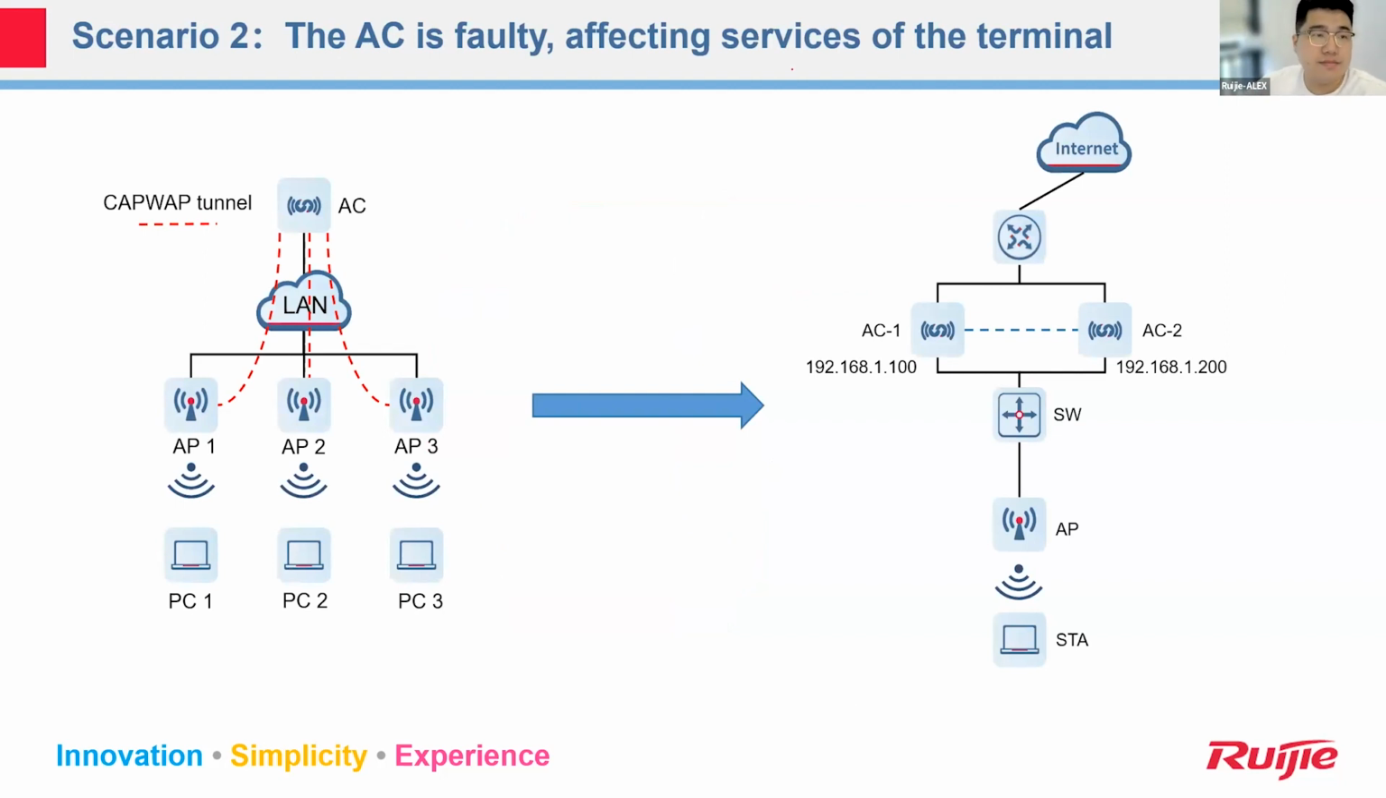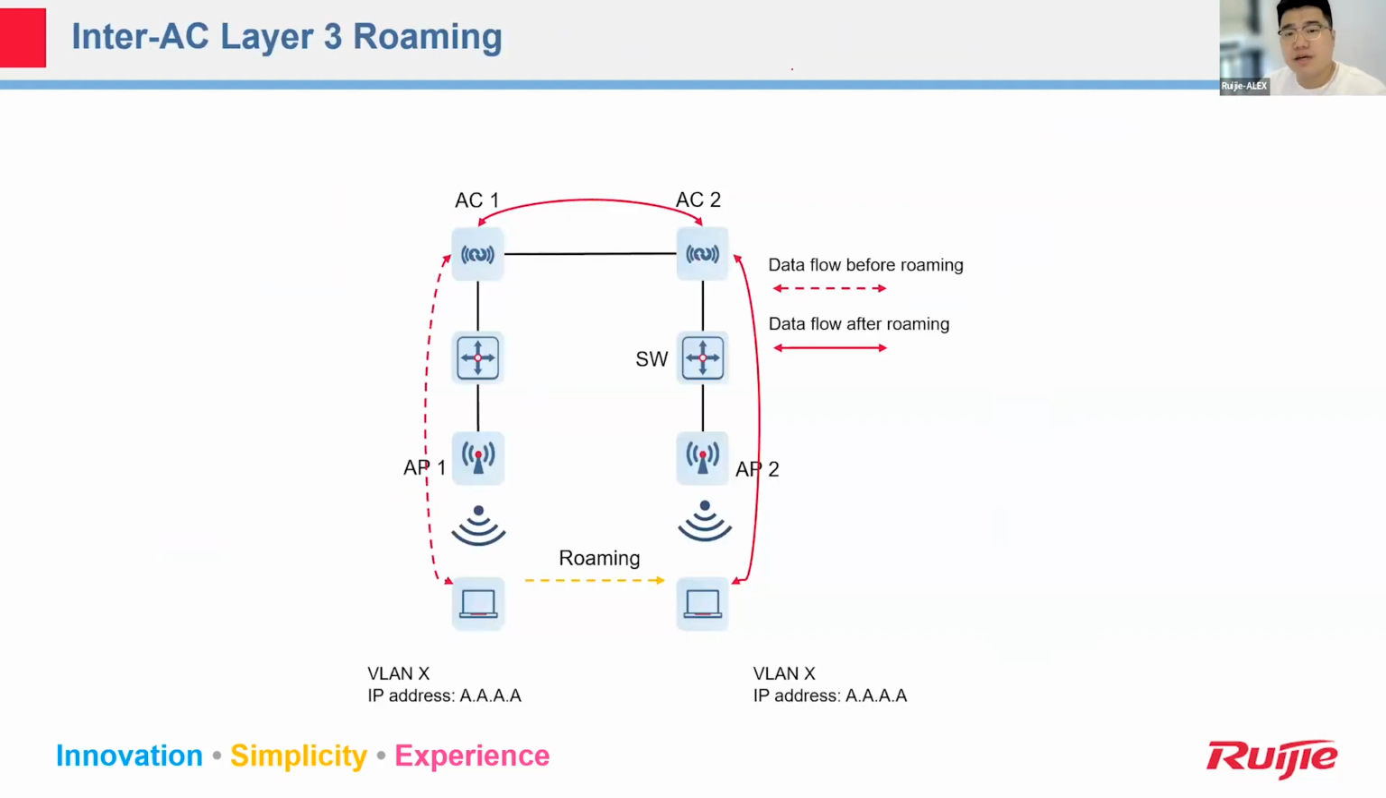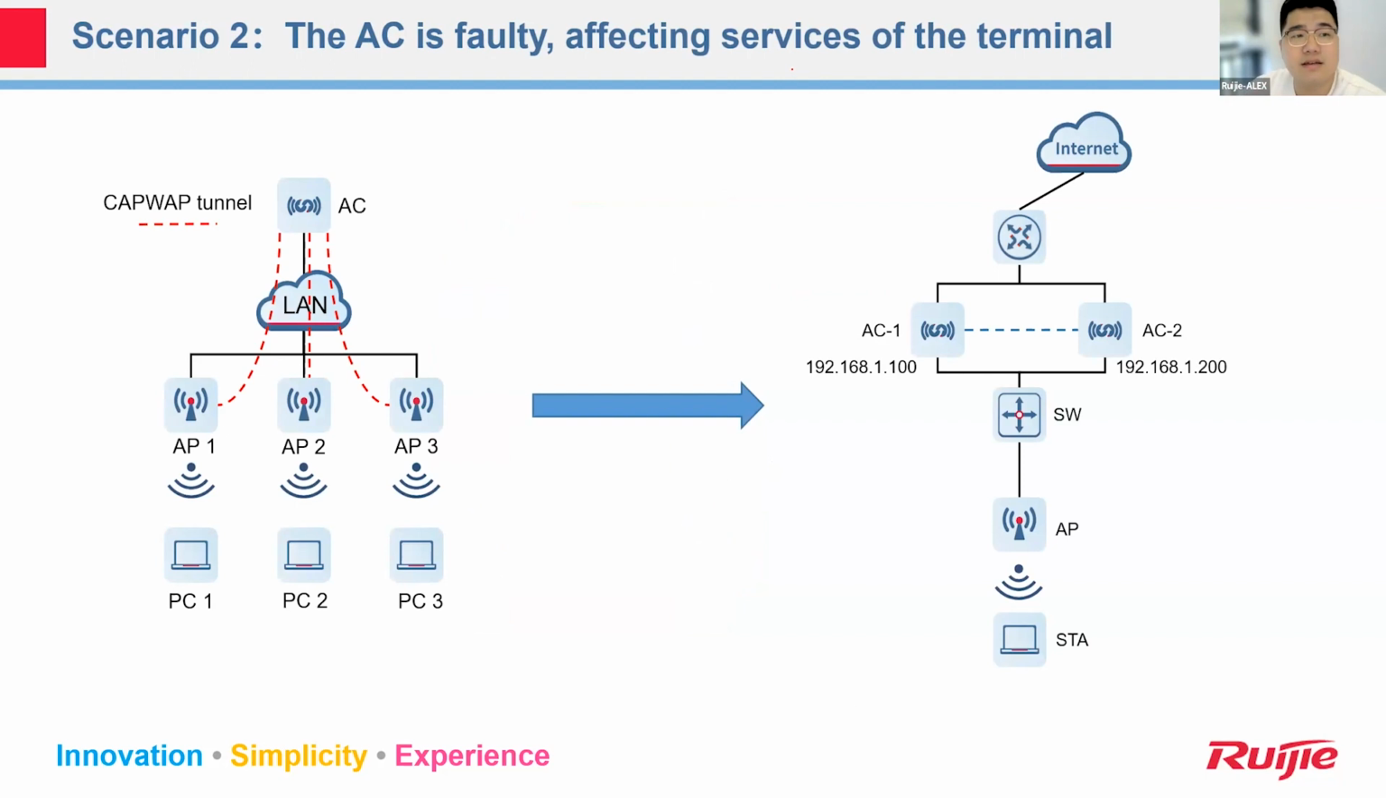Next, actually here we have introduced the roaming of STAs. And another scenario is that the AC is faulty. It will affect the service of the terminal. Sorry for that. Okay, let's go.